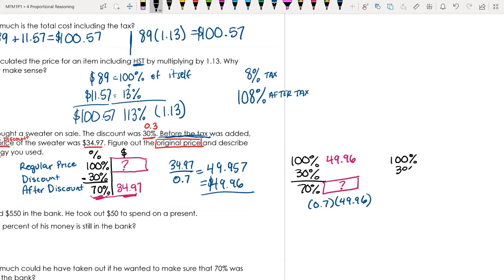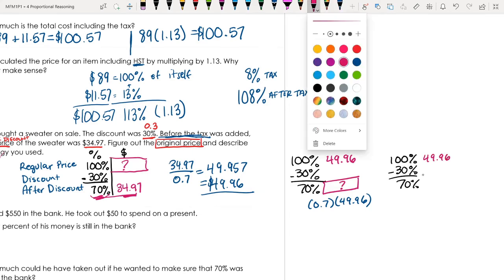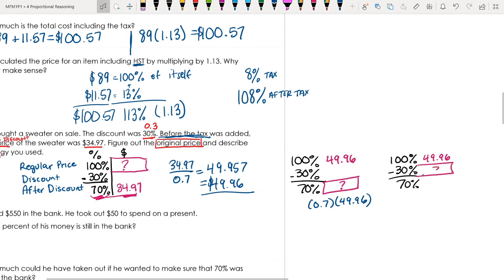Now, similarly, if I had 100%, 30% discount, and 70% is the after discount. And this time they gave me the $49.96, the regular price, and they told me calculate the discount. They want to know this part this time. So what would I do in that case? I would simply take the discount as a decimal and multiply it by 49.96.